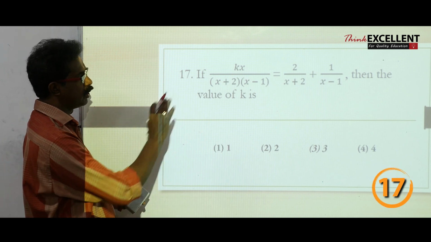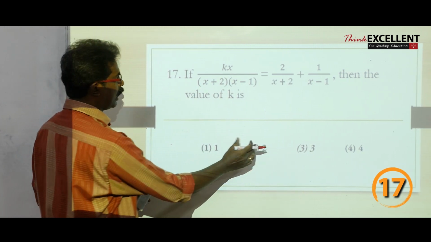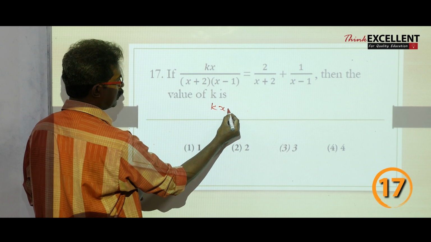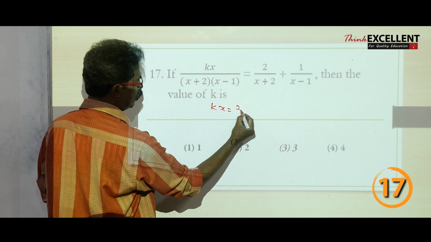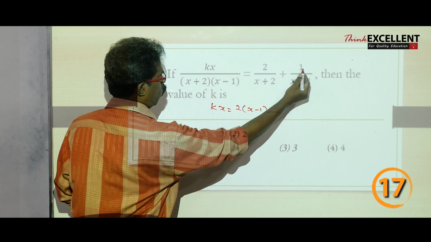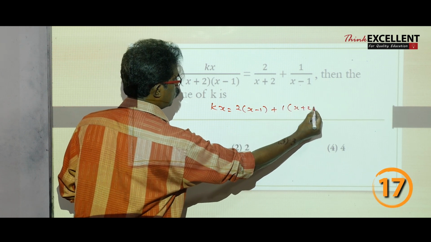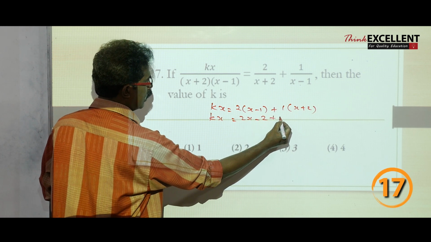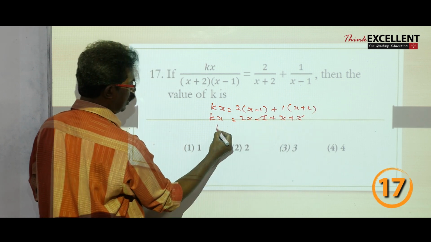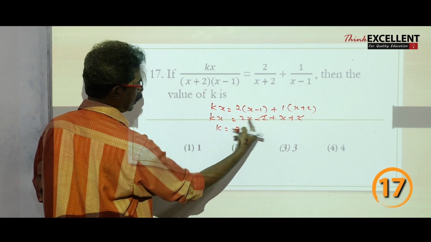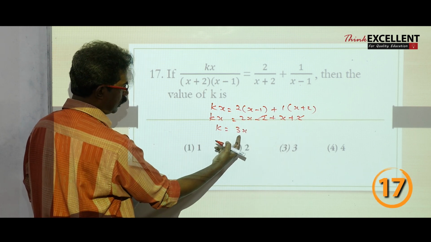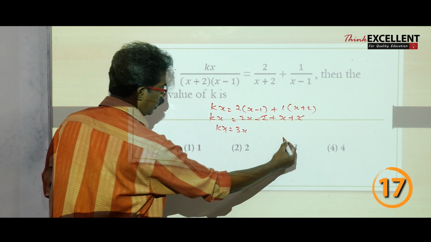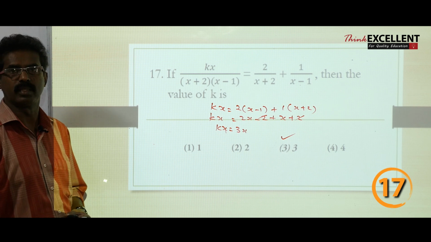So very simple thing, you take LCM. When you take LCM, k plus 2 into k minus 1, denominators are same. So you will get kx is equal to 2 into x minus 1 plus 1 into x plus 2. That is kx is equal to 2x minus 2 plus x plus 2. These two get cancelled. Kx is equal to 3x. 2x plus 1x, 3x. So you are getting kx is equal to 3x, or you can say k is equal to 3, and the correct option is the third one. 3 is the correct answer.